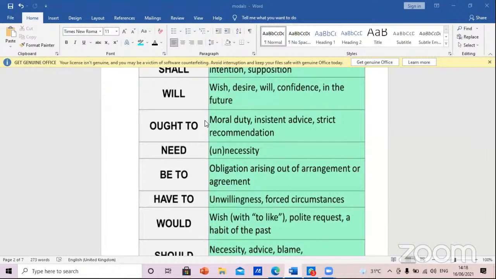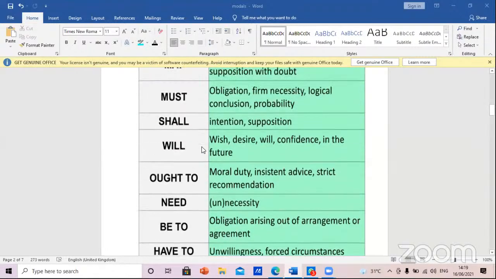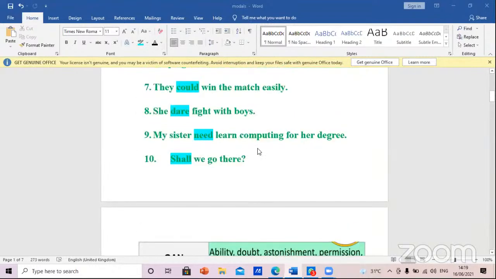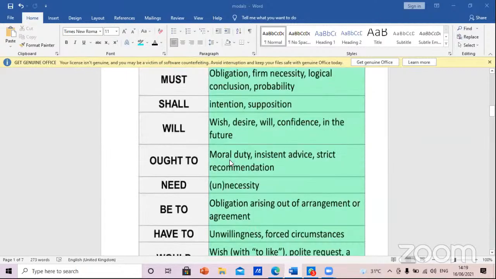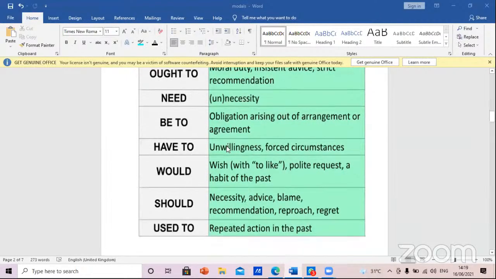Then ought to. Ought to means moral duty. Being human beings, we have to do that. There's a moral value. For example, we ought to look after all our parents and adults. We should not throw them away. We ought to look after them. Then need, also necessity, as I mentioned earlier. For example, my sister needs to learn computing. We need. Then B2, I skip this one.